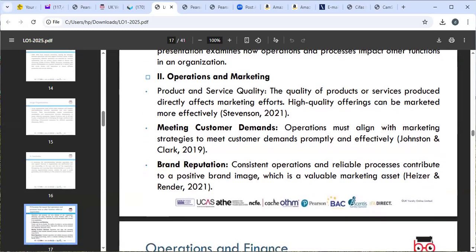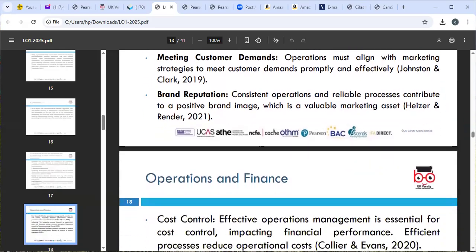Brand reputation: consistent operations and reliable processes contribute to a positive brand image, which is a valuable marketing asset. Of course, marketing is all about branding. A well-branded product would attract the attention of the public or the clients. So there should be a positive branding image for various organizations.